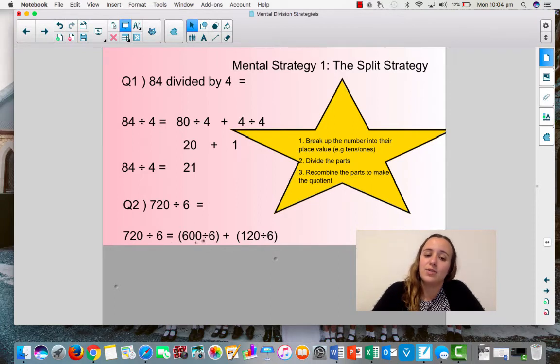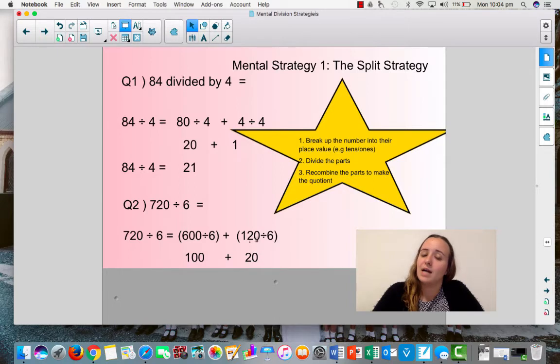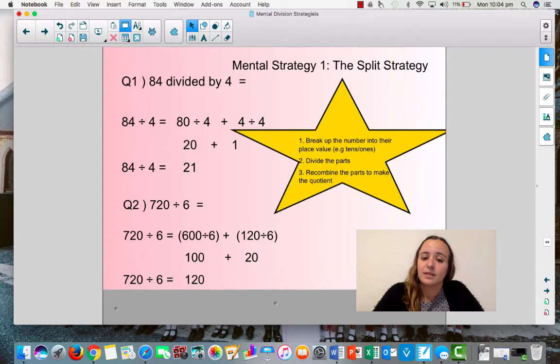Okay, so 600 divided by 6 is 100, and 120 divided by 6 is 20. You could have done 12 divided by 6 is 2, and add on the 0. Right, so we've done step 1 and step 2. Okay, next step. Recombine the parts to make the quotient, and here it is. 720 divided by 6 equals 120.